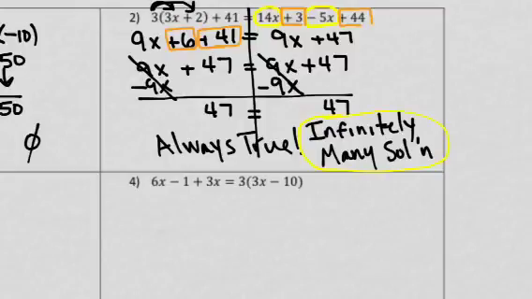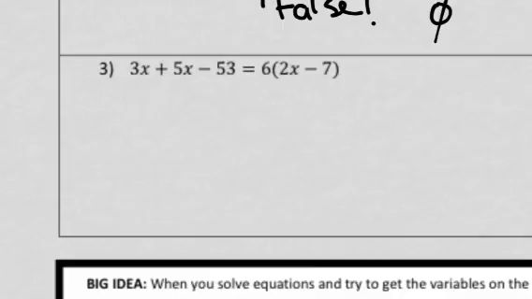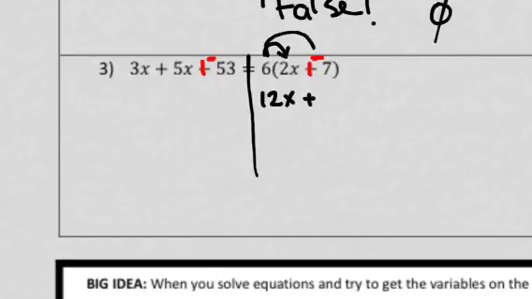Let's take a look at some more examples. The first thing I notice when I look at number 3 is the minus sign, so I'm going to be doing that every time I see a minus sign. That's adding the opposite. That's what subtraction is. So then I notice on the right-hand side that I can use the distributive property. 6 times 2x is 12x, plus 6 times negative 7 is negative 42.